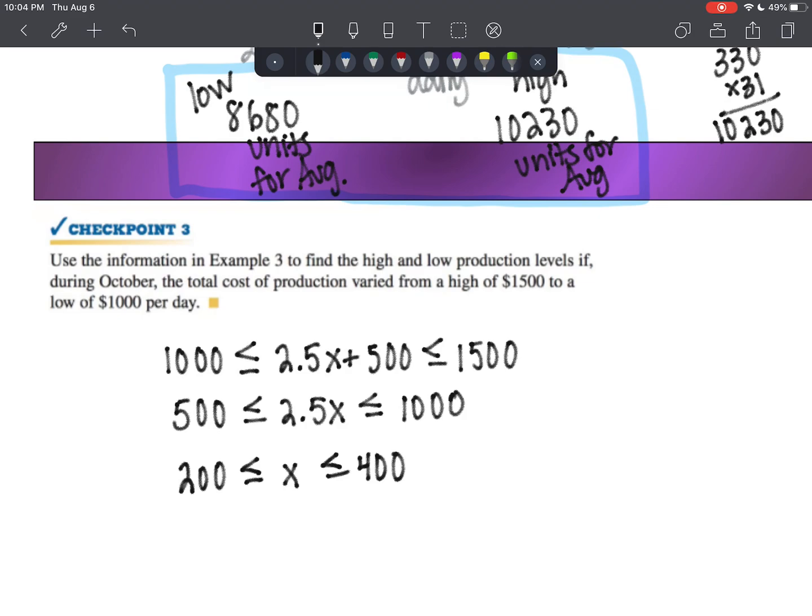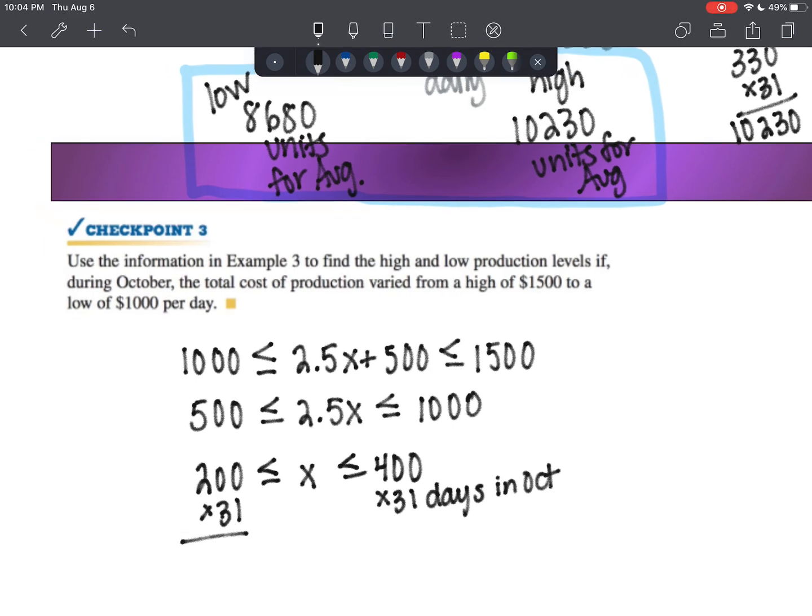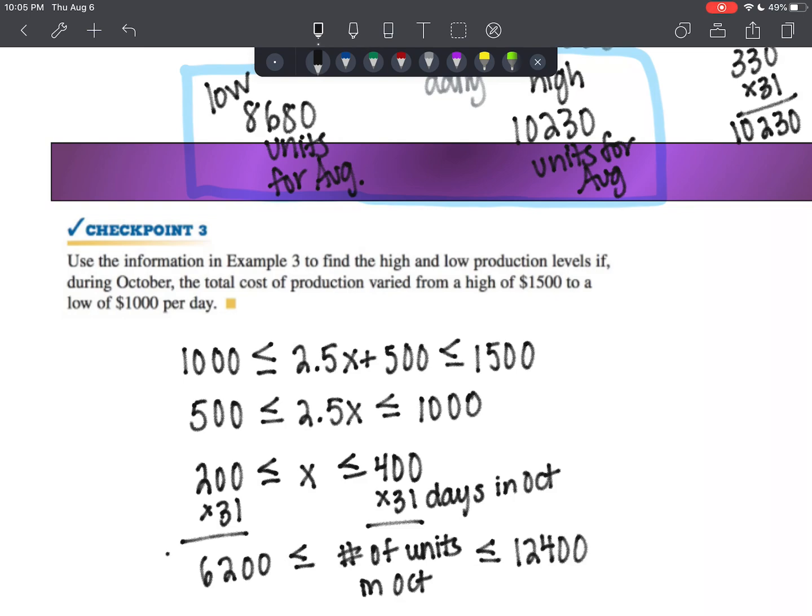And we're in the month of October. 30 days has September, April, June, and November. All the rest have 31. So 31 days. I'll even write that down, 31 days in October. And our production levels varied from 6,200 is less than or equal to the number of units in October is less than or equal to 12,400.